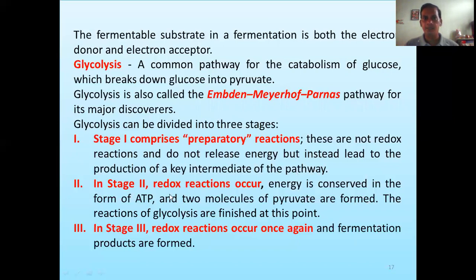Stage two is where the redox reactions occur. In this step, energy is conserved in the form of ATP, and two molecules of pyruvate are formed. However, glycolysis is not finished at that step. It moves to stage three. In stage three, the redox reactions occur once again, and it leads to the formation of fermentation products. For example, pyruvate could be converted to fermented products, let's say ethanol and other products.